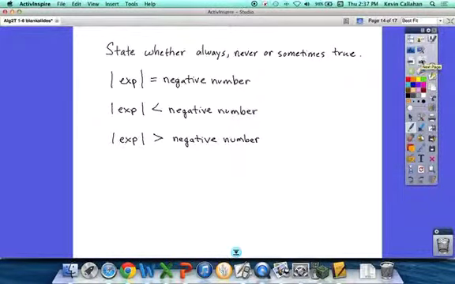Okay? So tell me, these are situations you see sometimes as a problem. Would you say it's always true, never true, or sometimes true if you had an absolute value of an expression equals a negative number? That can never be true, right? Because what do we know about absolute values? They're always positive. So there's no way that this could be true. That's a never.